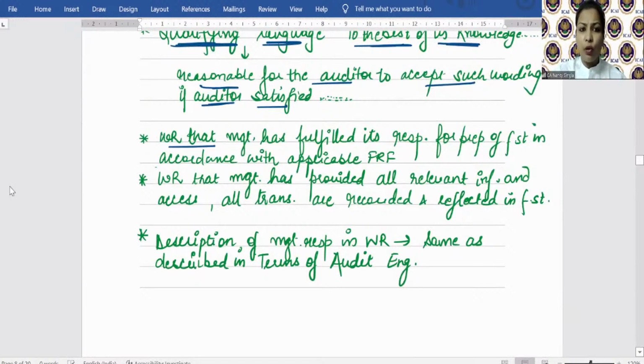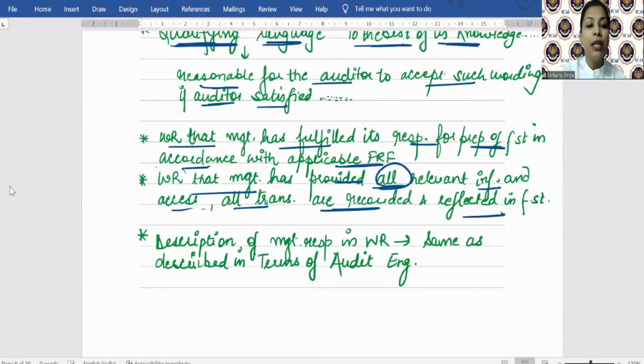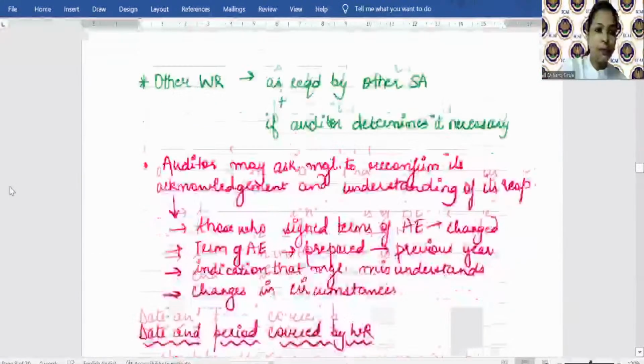Written representation about what all? That management has fulfilled its responsibility for preparation of financial statements as per the applicable FRF. That management has provided all relevant information and access, and all transactions are recorded and reflected in the financial statements. And how will this be mentioned in the written representation? The way it was mentioned in the terms of audit engagement with respect to responsibilities, the same way it will come here. So the description of management responsibility in the written representation will be the same as described in the terms of audit engagement. Simple.